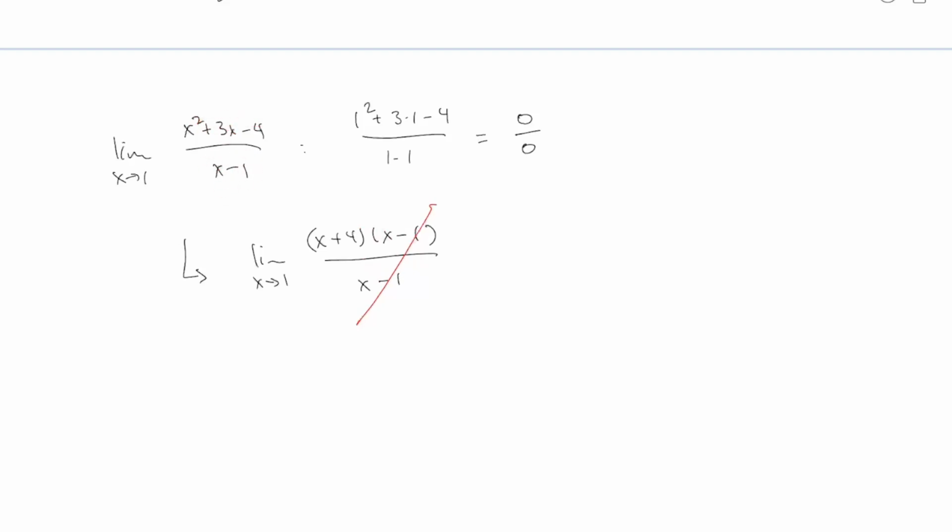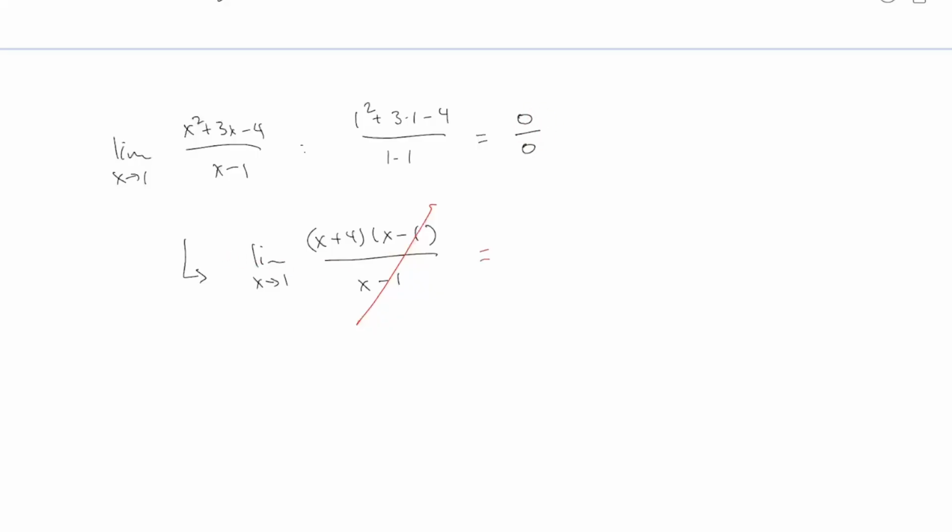What if that didn't happen and I couldn't cancel them? The answer is, then you messed it up somehow. This kind of magic actually is guaranteed to happen when you get 0 over 0. So if you do factor but they don't cancel, it means either you factored it wrong or you actually didn't get 0 over 0 in the first place, and you shouldn't have been doing this at all. Because if you don't get 0 over 0, then you don't have to do any of this.